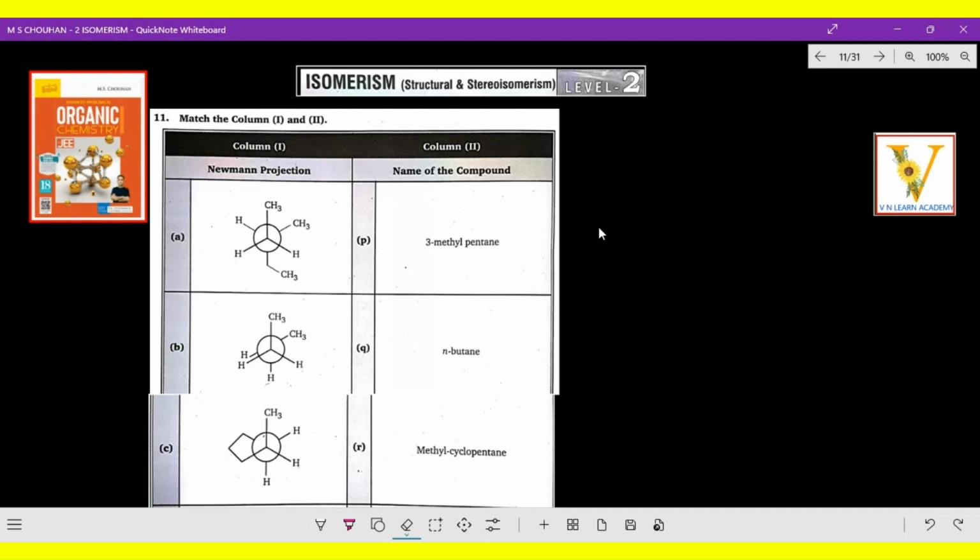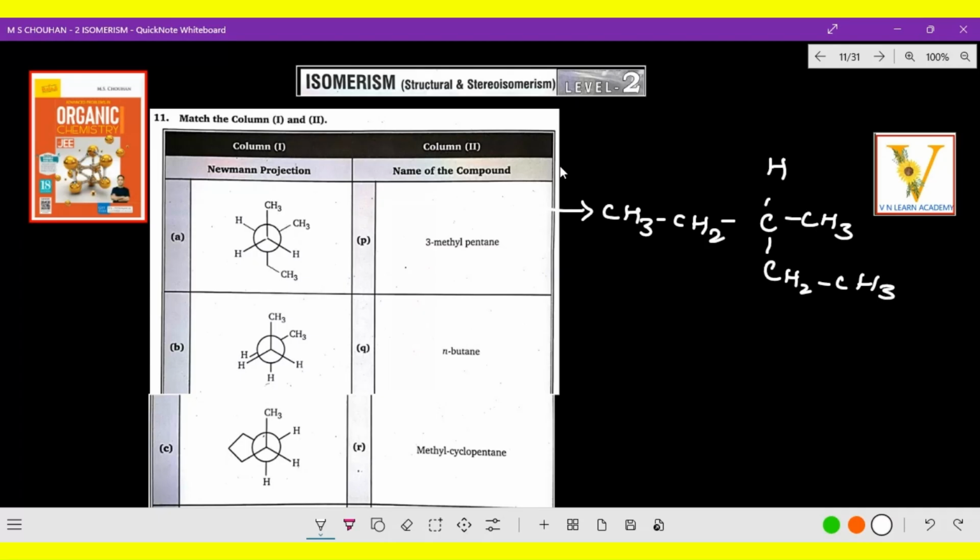Okay, let me write that compound. So here CH3 CH2 is the front carbon, and here C and here H. So this point is CH2 CH3, here CH2 CH3, and then the last one CH3, right? I just mentioned here, this is the front carbon and this is the back carbon.